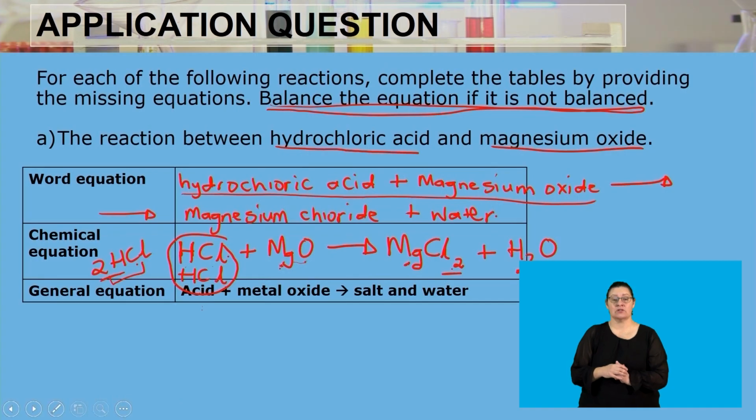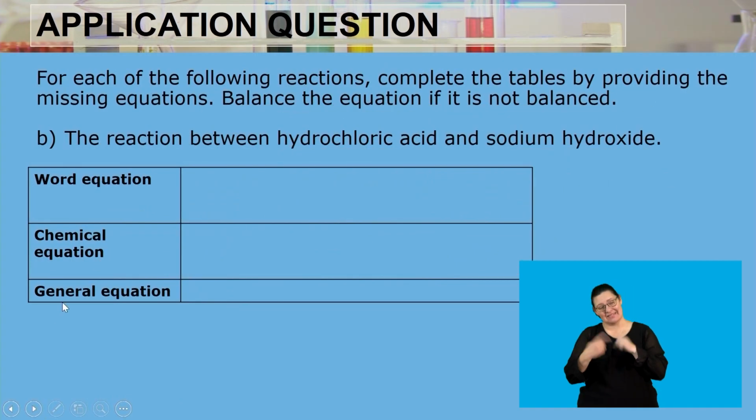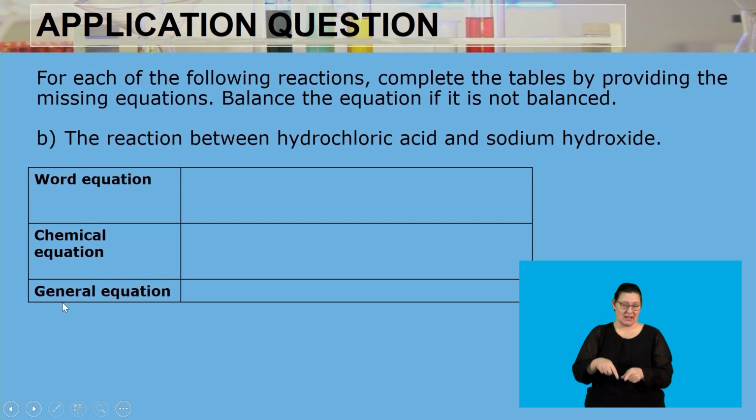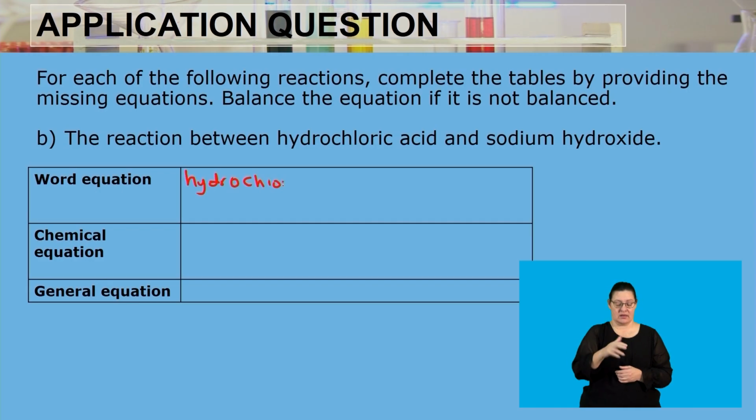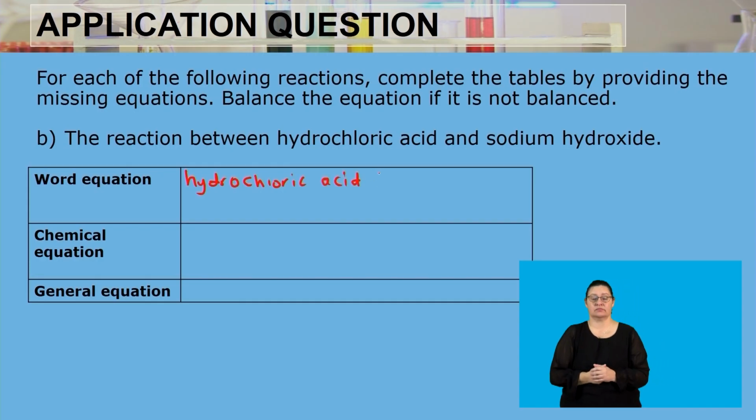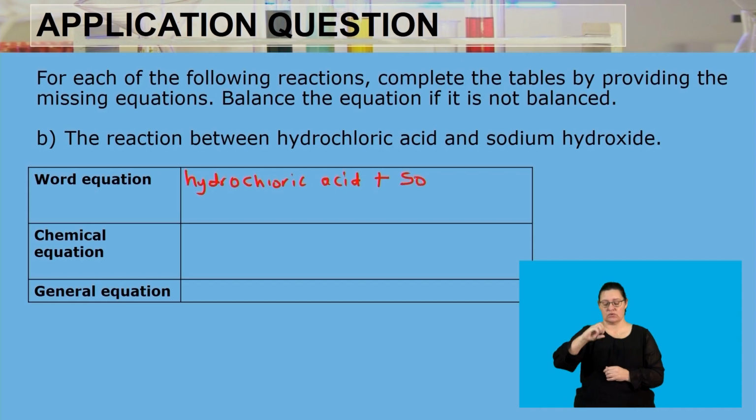We are asked again the very same thing, but of a different equation and a different table. We need to now complete by providing the missing equations between hydrochloric acid and now sodium hydroxide. So we have hydrochloric acid plus sodium hydroxide.